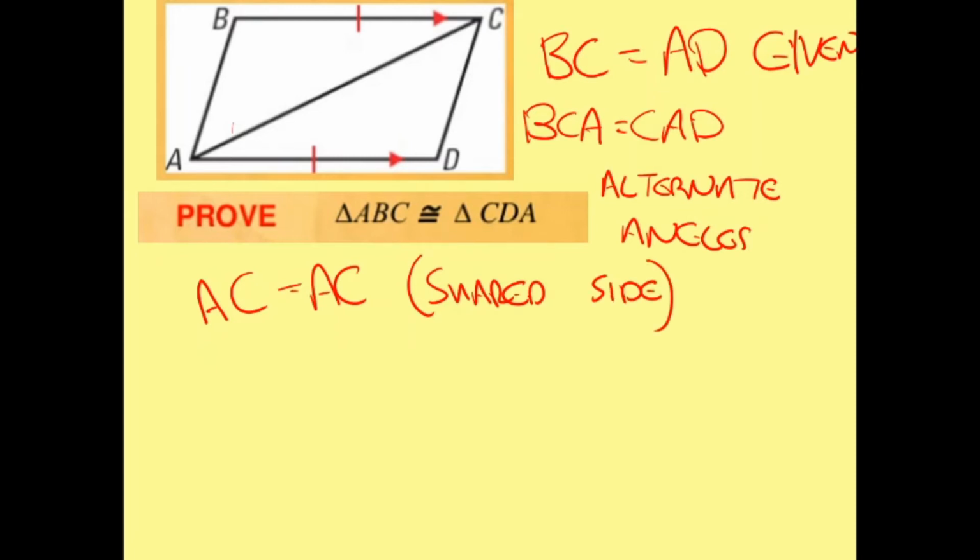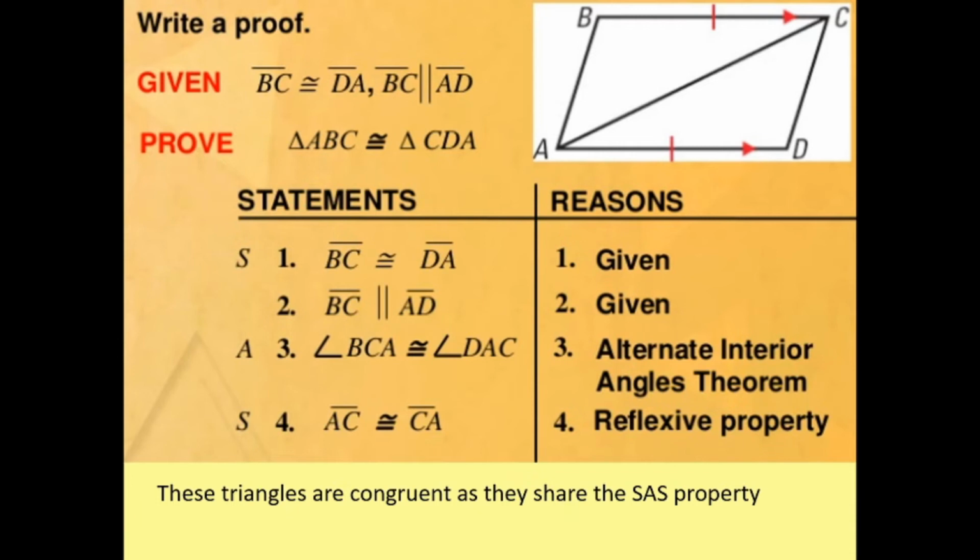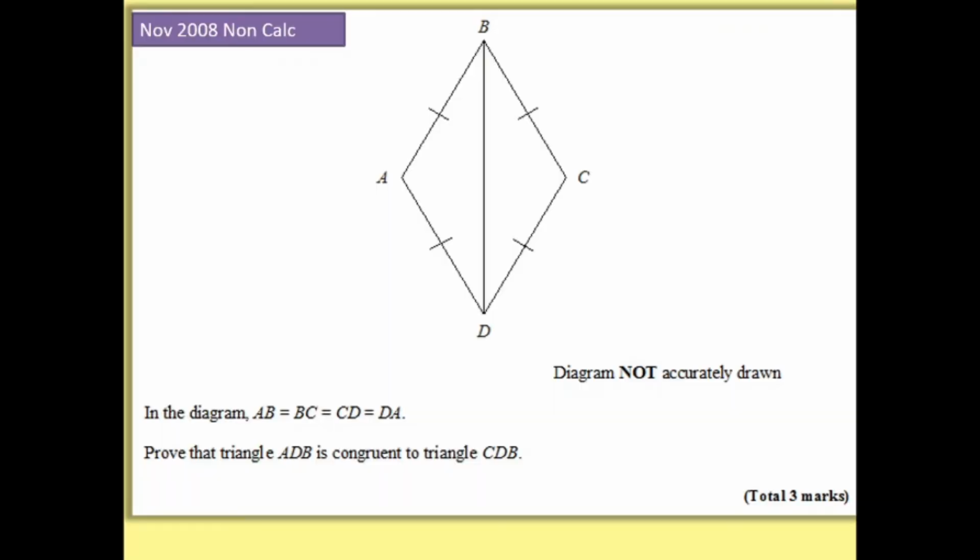Okay. So what I've now got, I've got a side, and I've got an angle, and I've got a side. So I'm going to say side, angle, side. So it is congruent. And you need all three of these for this to make sense. Okay. There you go.